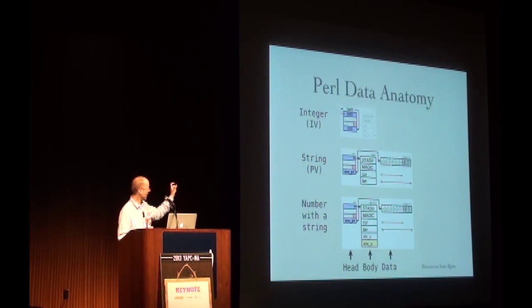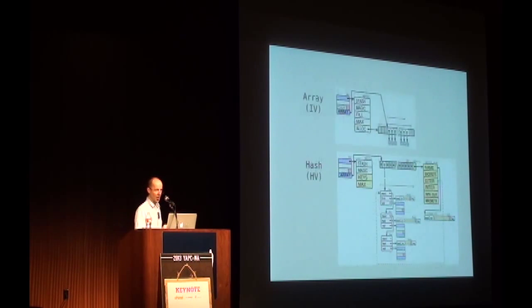Strings also have a body and then a variable size length. The bodies are all fixed size depending on the type. And then a number with a string has a body and the data. Arrays, slightly more complex. You have the head, the body, and a variable sized data with all the pointers to the elements in the array.